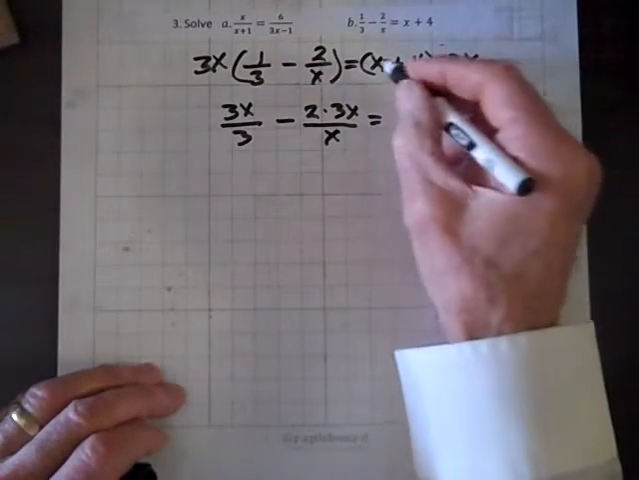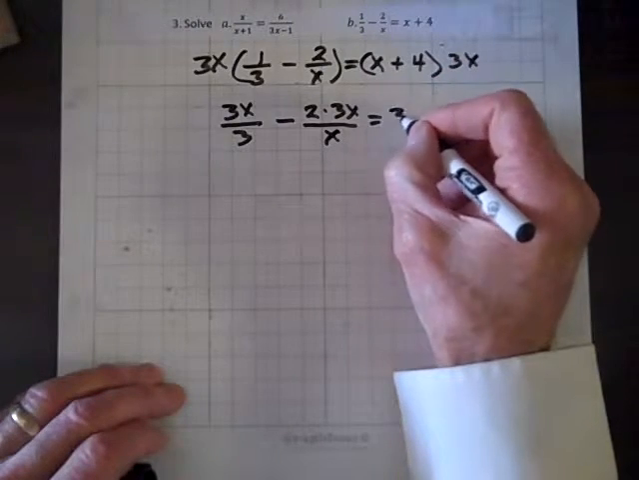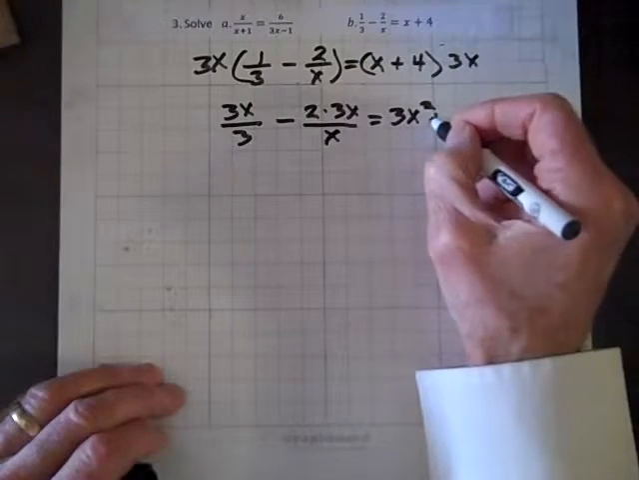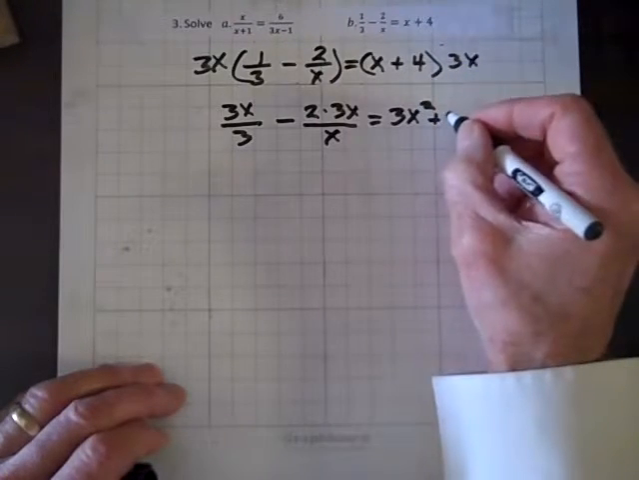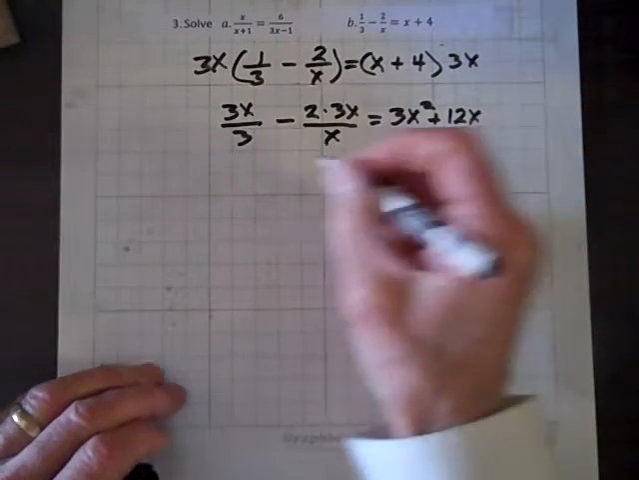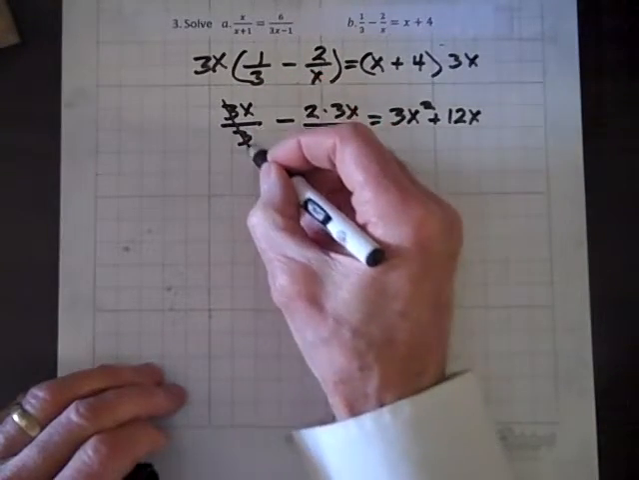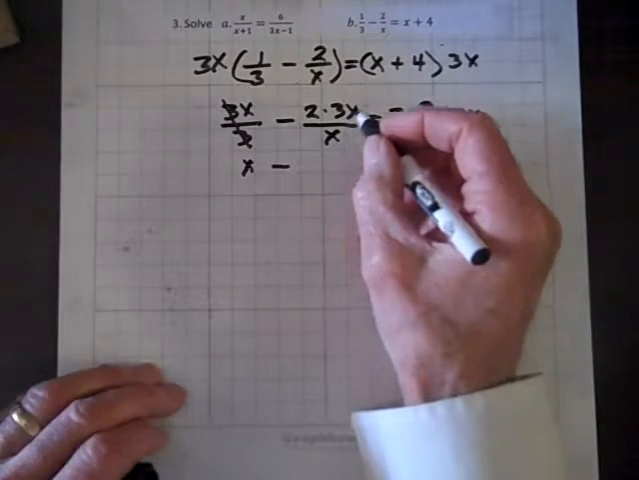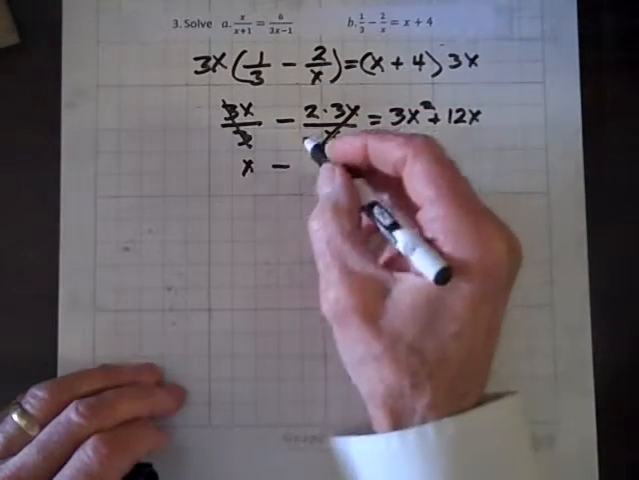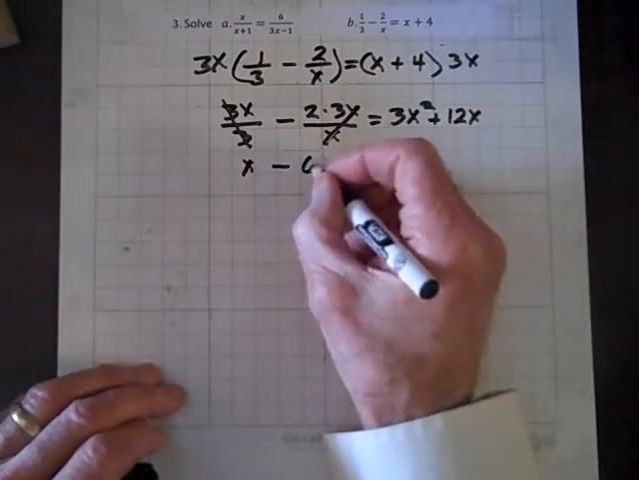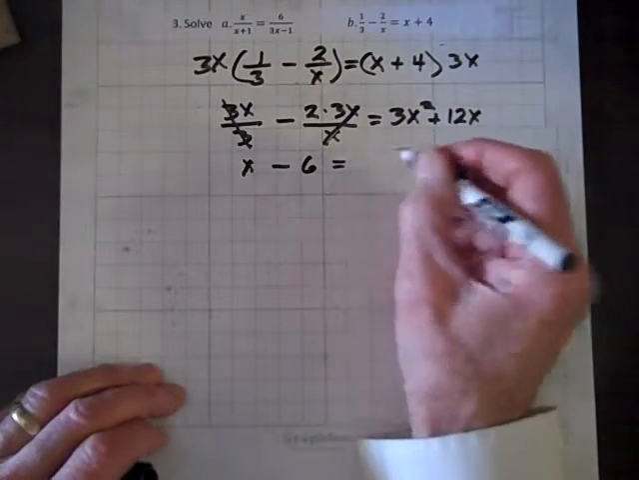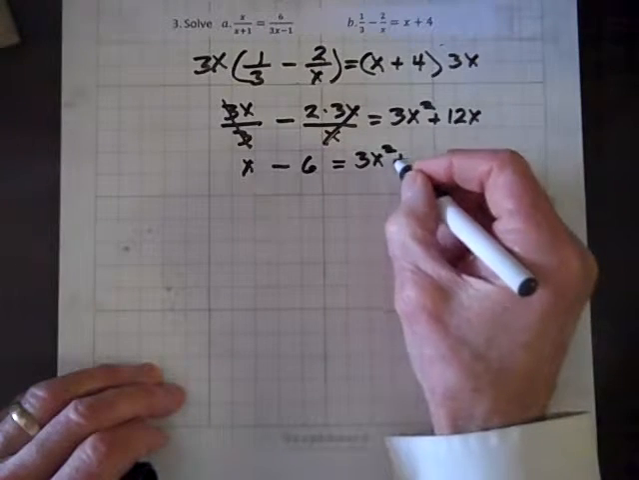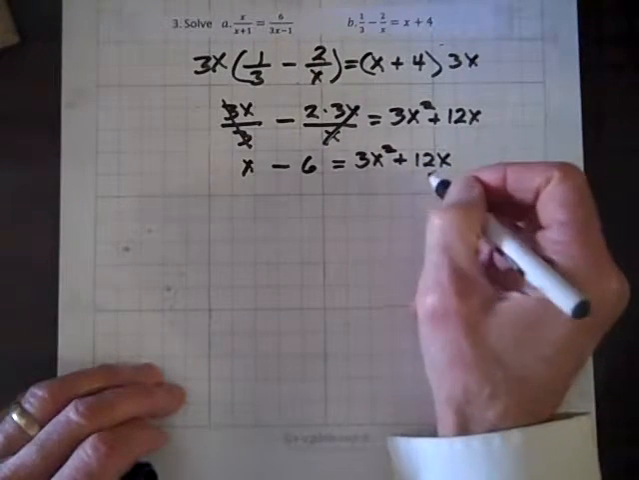And here we have 3x times x, which is 3x squared, plus 3x times 4 is 12x. Now here the 3's divide out and we're left with x. Here the x's divide out and we're left with 2 times 3, which is 6. And on the right we have 3x squared plus 12x.